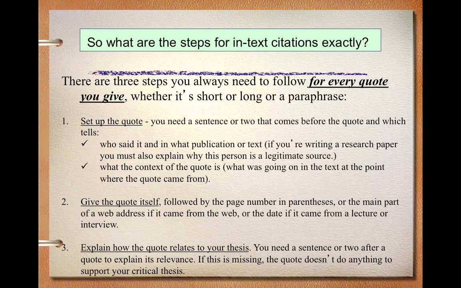And then what the context is. Well, what were they talking about when they gave this quote? Then you give the quote itself. All right. Short quote, block quote, paraphrase, whichever form, with the page number in parentheses afterwards. And then you explain in 3 or 4 sentences afterwards, at least a sentence, but usually more than one, how that quote relates to your thesis. So why are you using this quote? You had an argument you're trying to make in this paper. How does this quote work towards that?